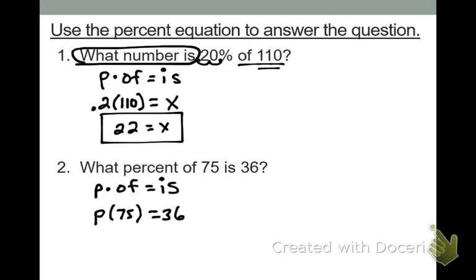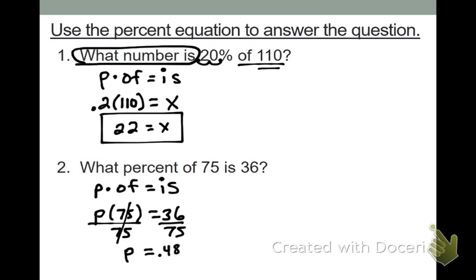Now, my whole goal is to get the P by itself. What do I have to do to get P by itself? You divide by what? You don't want to divide by 36. My goal is to get P by itself. So what's not letting P be alone? 75. So what do I do? Divide by 75. What I do to one side, I've got to do to the other. 75 over 75 cancels out, and I'm left with 36 over 75.